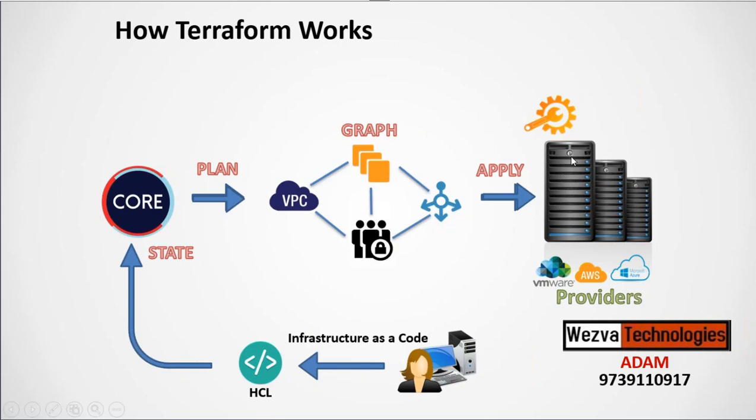So if you want your infra to be connecting to AWS, then you need to tell it to use the AWS plugin or AWS provider. If you're connecting to Azure, then you have to say, please use the Azure provider. So that is how Terraform uses the provider, connects to the service provider, and applies the infra. Okay, so this is just an overview.